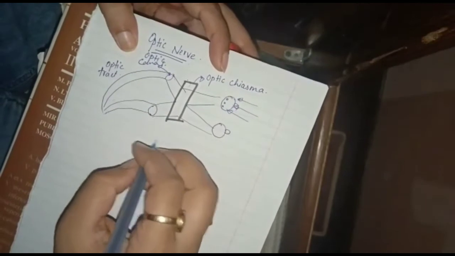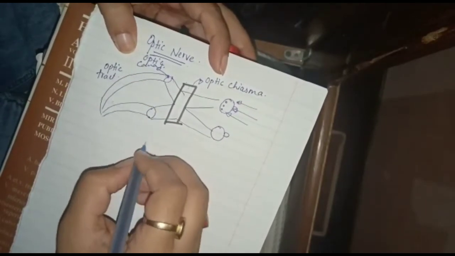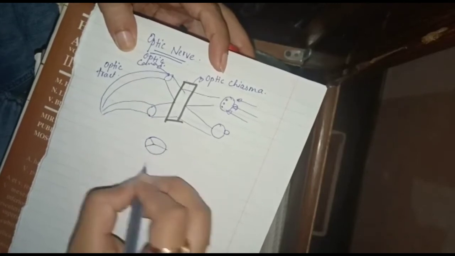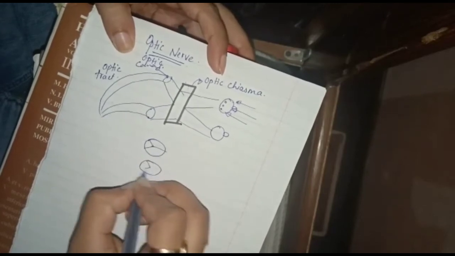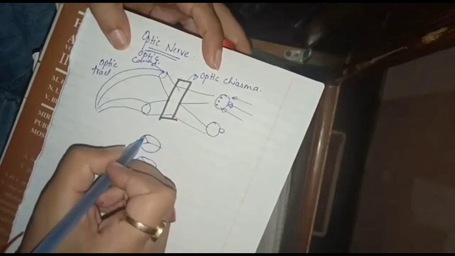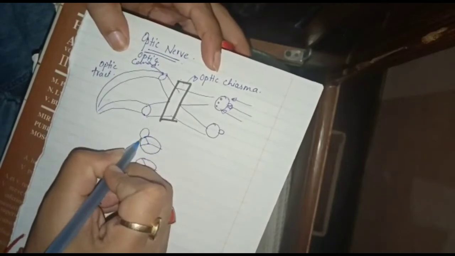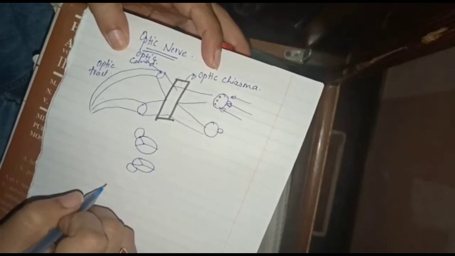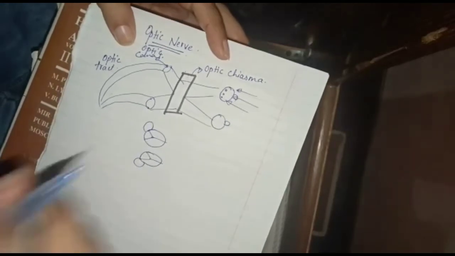Here I am drawing the upper portion of the thalamus. Okay, these are the thalamus, right? Beside the thalamus there is a geniculate body, known as the lateral geniculate body and the medial geniculate body.